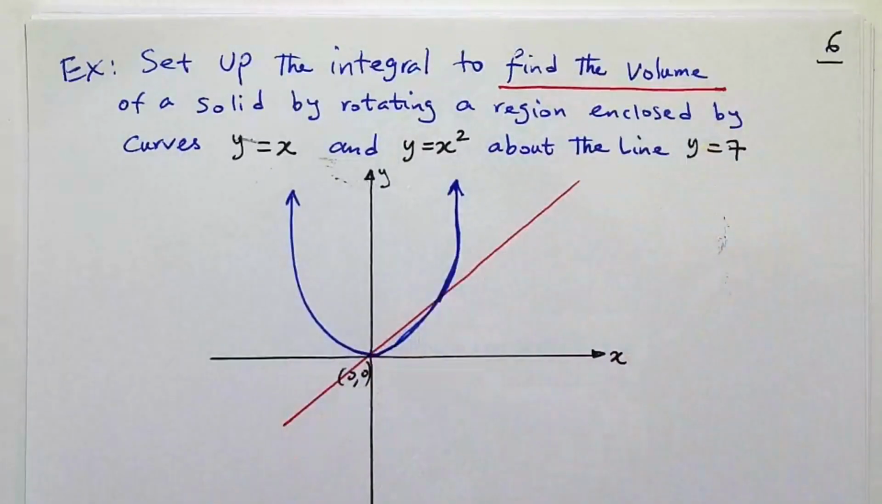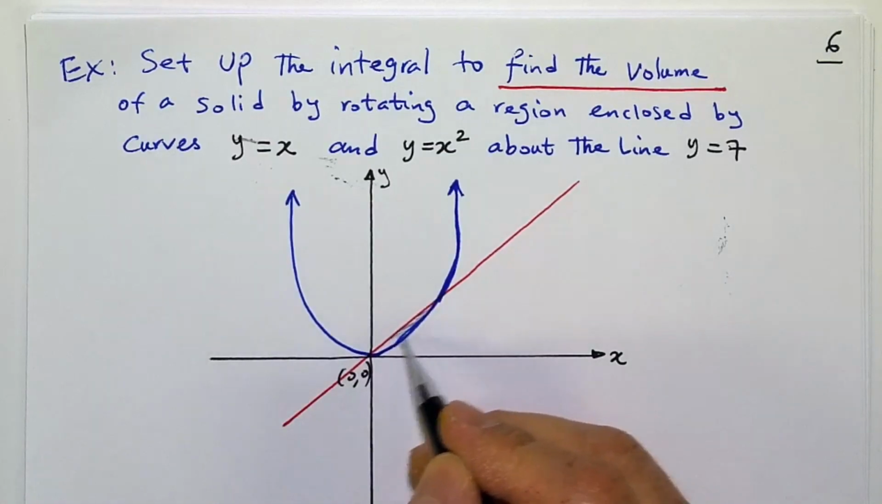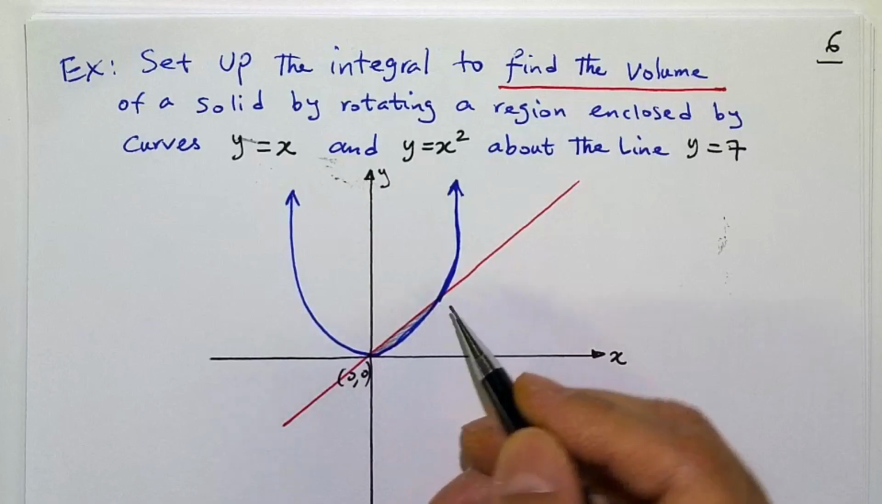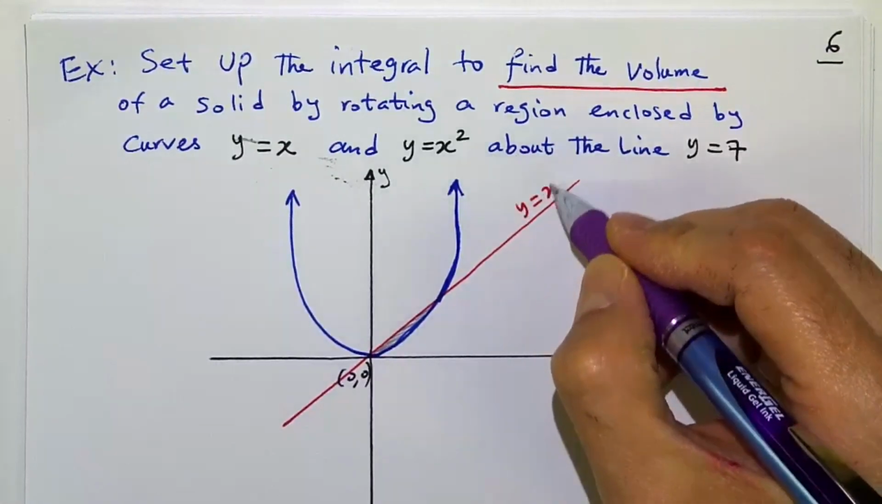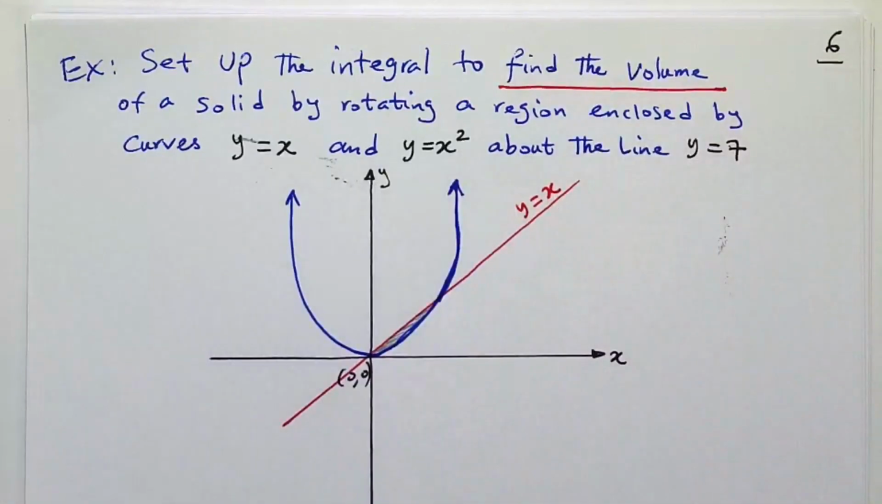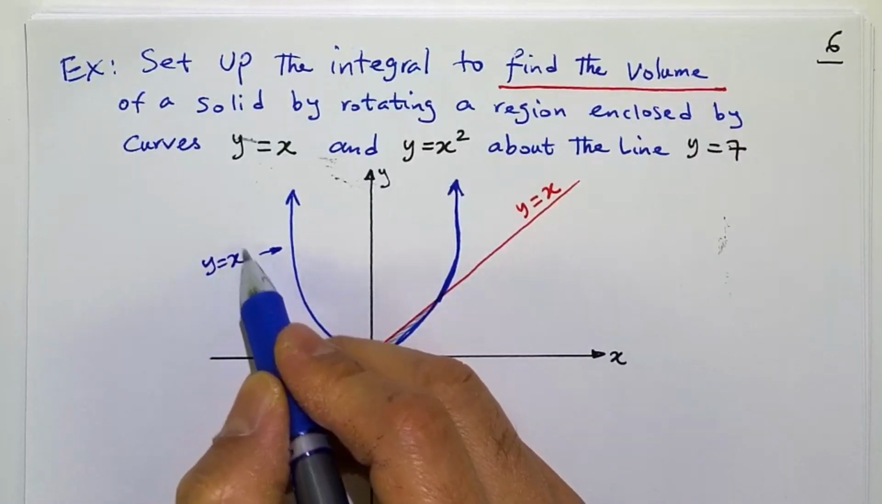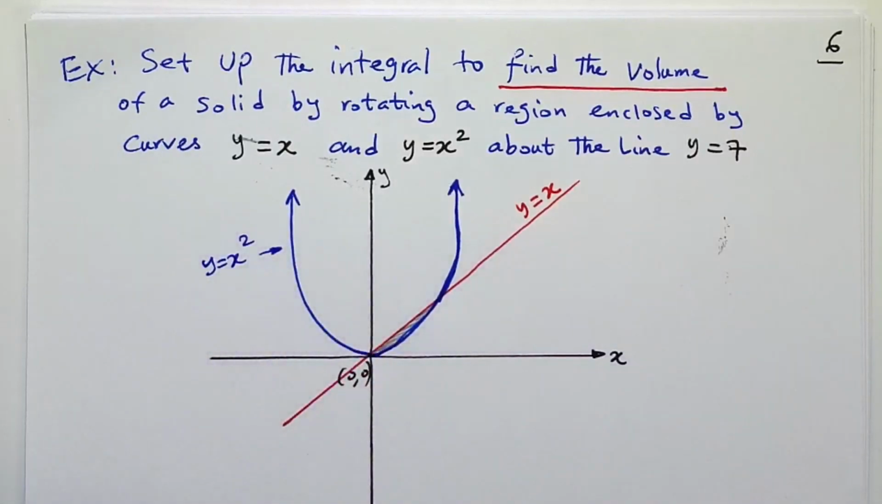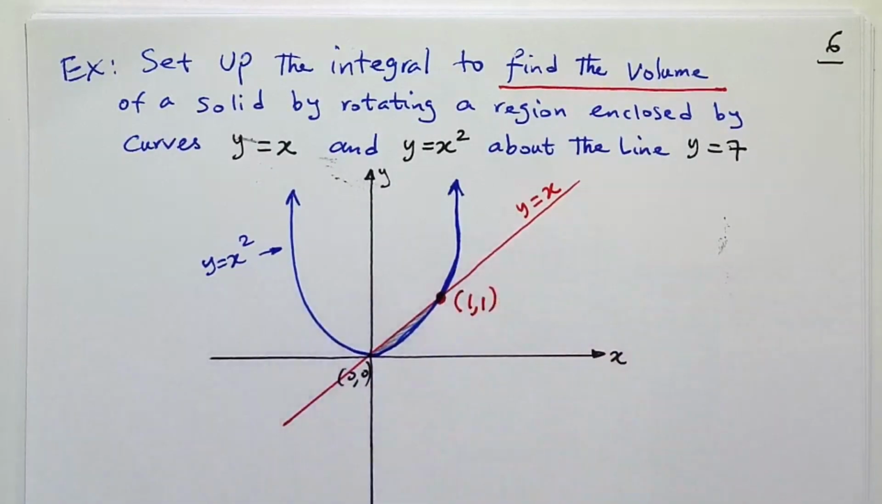So that small region, and I will shade it, is supposed to rotate about the line y equals 7. So let's also label: this is y equals x, and this of course is y equals x squared, and that point we already know is 1 comma 1.